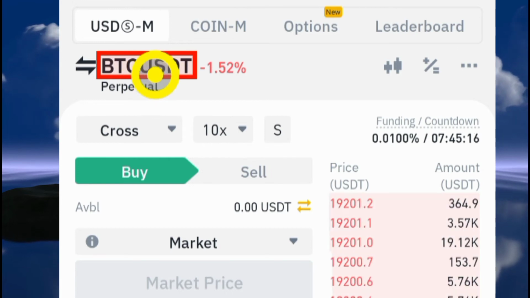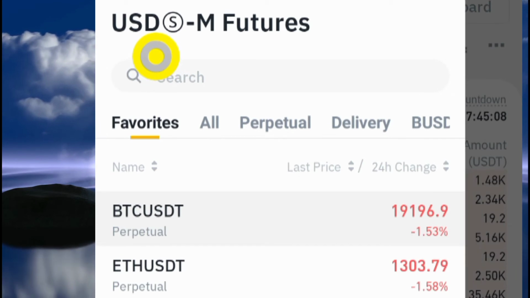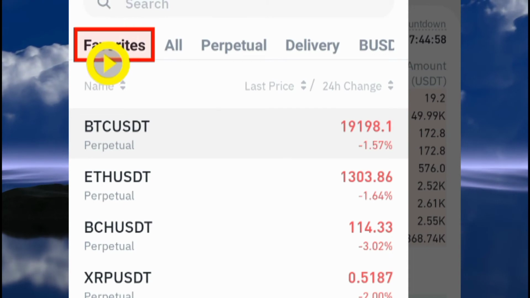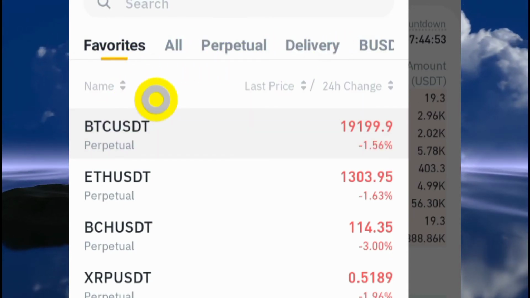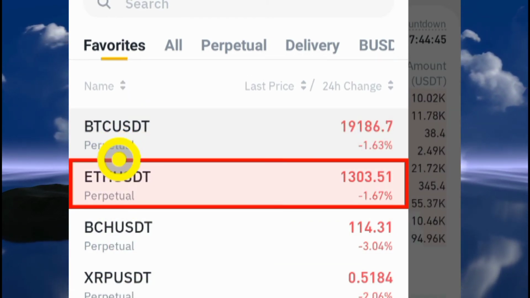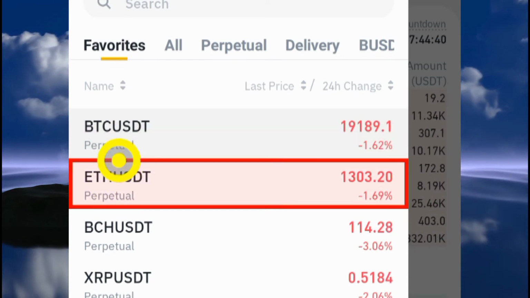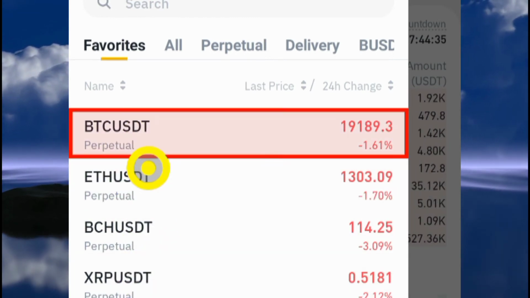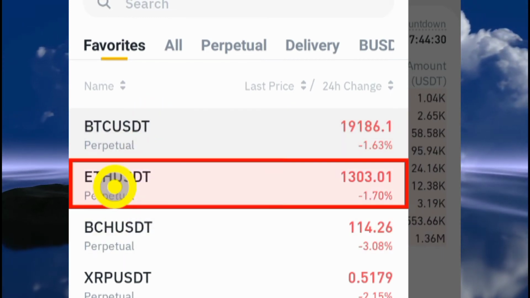If I click on that, that's going to bring us to this place, and now we can see that it says USDM futures. Now you can see that we've got favorite, all, perpetual, delivery, BUSD, and all of these things. Basically, what you need to understand is that these are the contracts you'll be trading. In this contract, if you look very closely, you can see where it says BTC perpetual. What this means is that there is no expiration. There is no expiry date for these contracts. So you could trade them and relax without fear of any form of expiration.